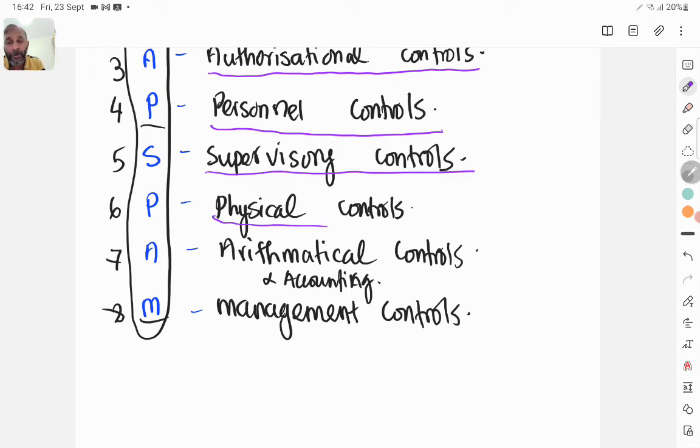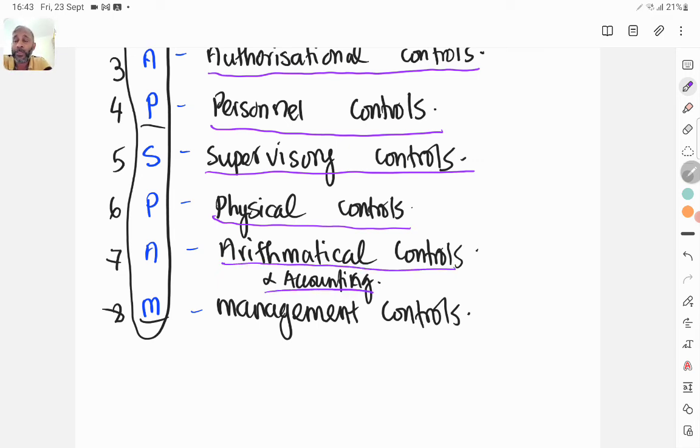Physical controls. For example, your assets. Some assets should be physically locked and kept. Some need electronic supervision. Some need security guards. And the access controls, electronic access, logical access, safety and security: how you protect your physical properties and assets. Then the seventh one, arithmetical controls, or arithmetical and accounting controls.